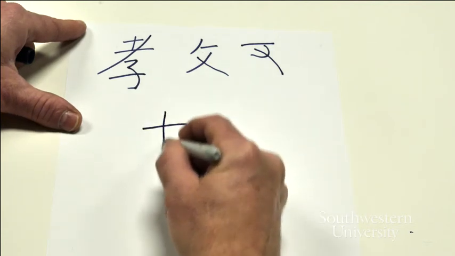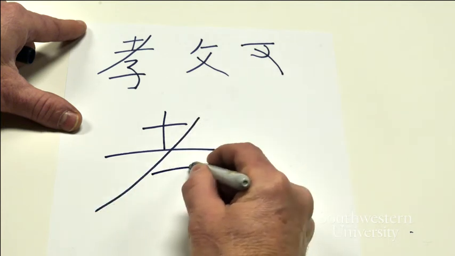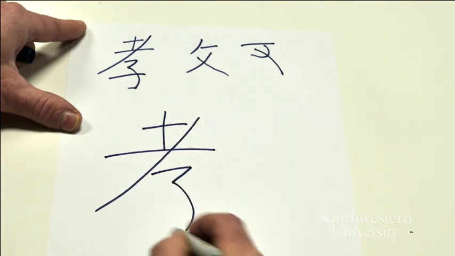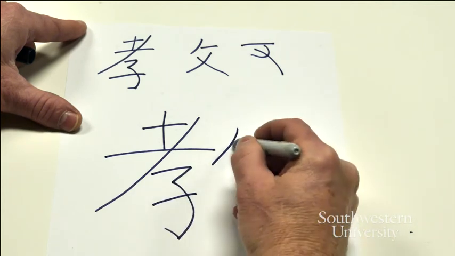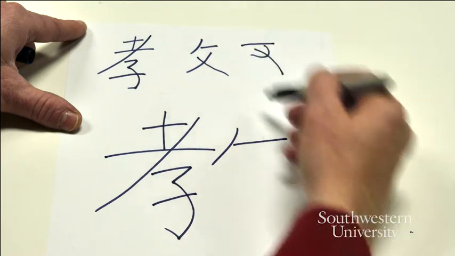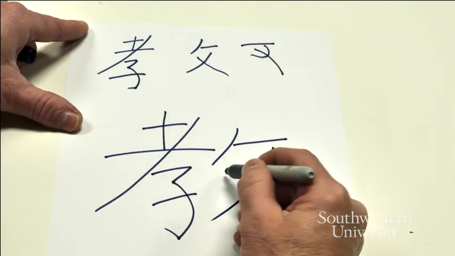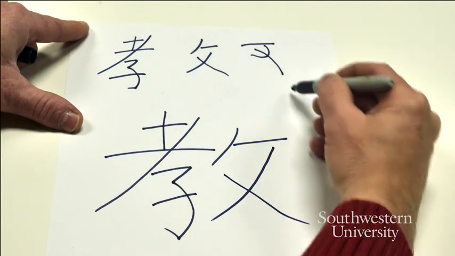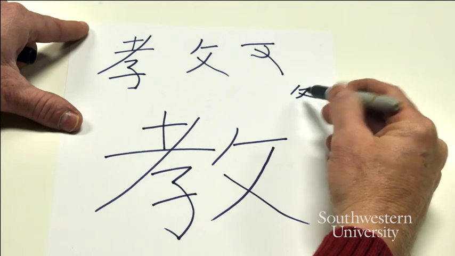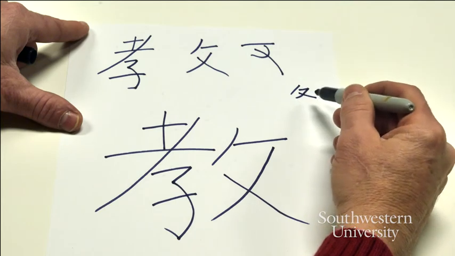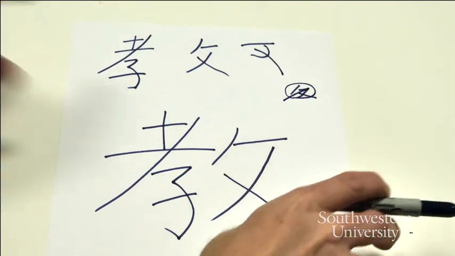Heng, shu, heng, pie, heng, zhe, wan, gou, heng, pie, heng. Notice there's a whole separate stroke next. Pie, na. So this is a component that we see sometimes, which means foot, a foot upside down, so it's not the same as this. Jiao.